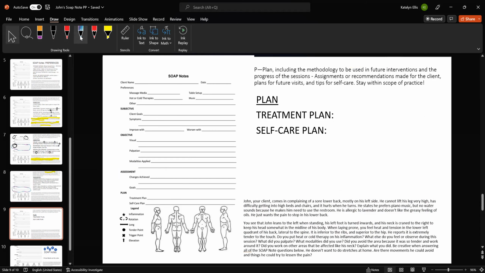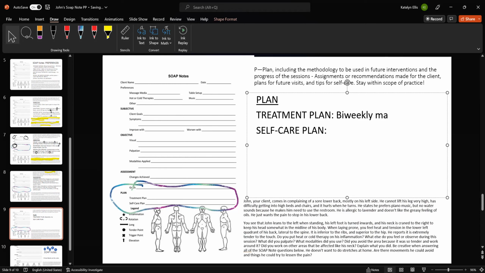Our very last section here is plan. Well, second to last section, I should say. The last section in the SOAP part of your SOAP notes is plan, and that is right down here. So this is where you're going to put your treatment plan and your self-care plan for him.